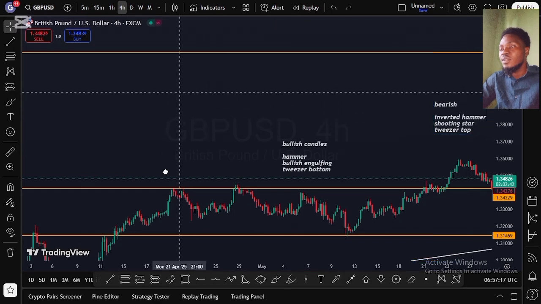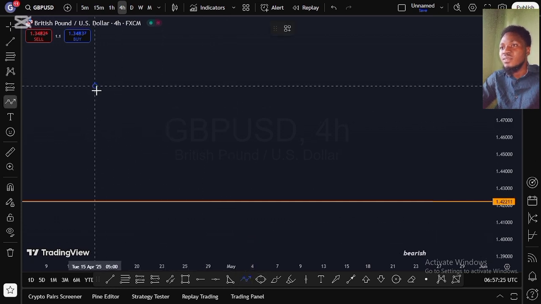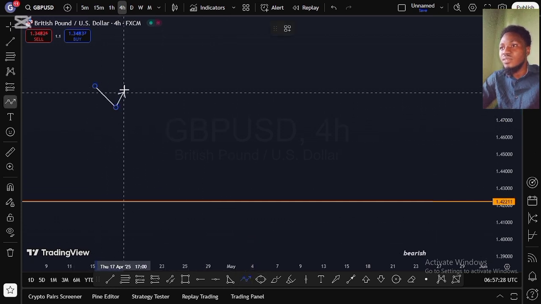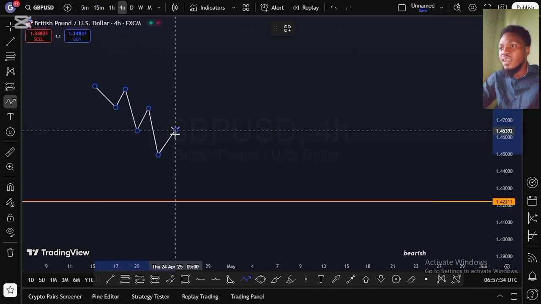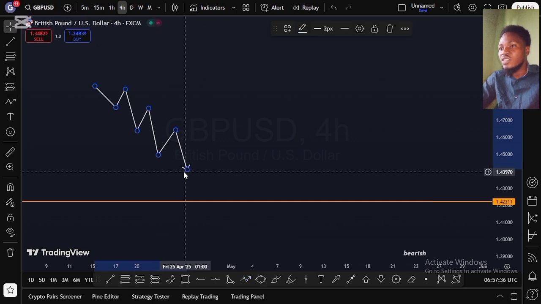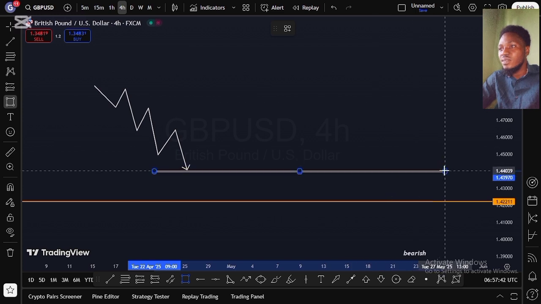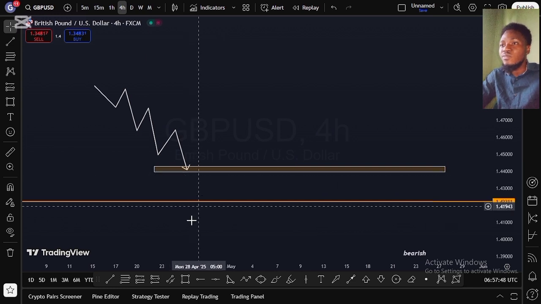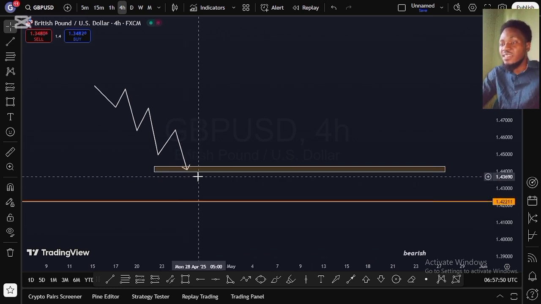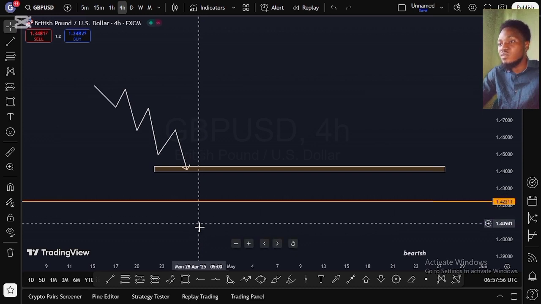So for example, this is what I mean. We have a market which has been trending downward, and all of a sudden you see that it stopped at a key level right here. What you want to see now, for you to know that this level is being respected by the market, is to start seeing something like a hammer candle.